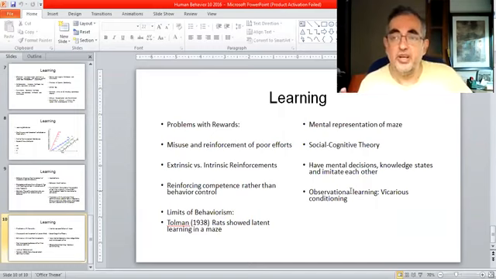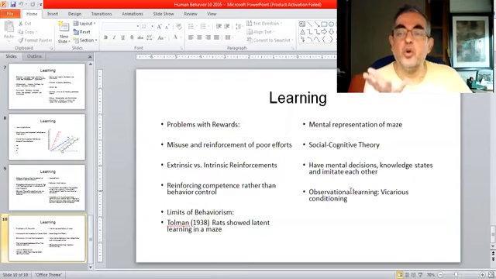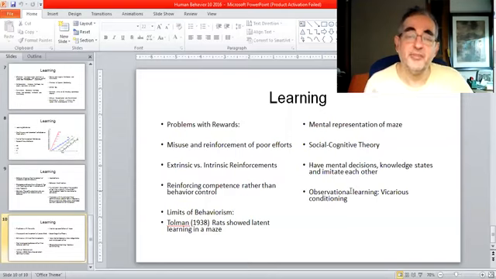So if you're going to give reinforcements, you should give reinforcements for resilience, for increasing competence, rather than with the goal of just keeping it going and keeping their esteem up. That shouldn't be the goal. That can be counterproductive.